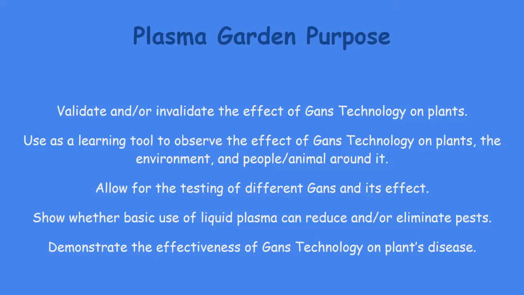Here's the plasma garden purpose. Validate and/or invalidate the effect of GANS technology on plants. Use as a learning tool to observe the effect of GANS technology on plants, the environment, and people and animals around it. Allow for the testing of different GANS and their effect. Show whether basic use of liquid plasma can reduce and/or eliminate pests. Demonstrate the effectiveness of GANS technology on plant disease.